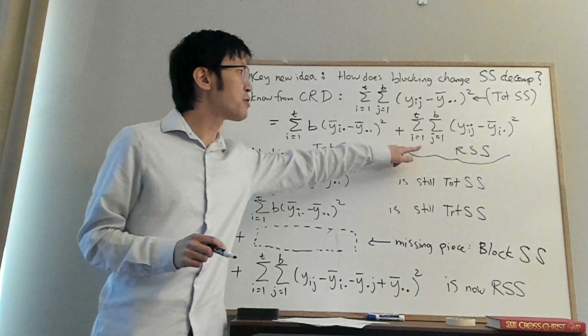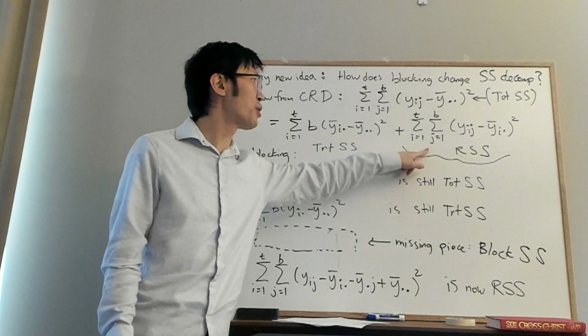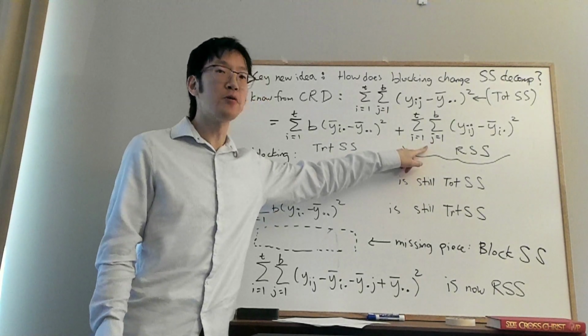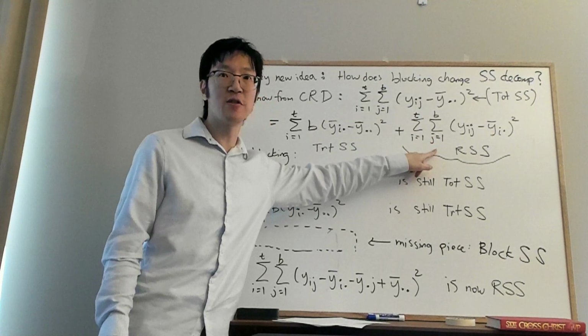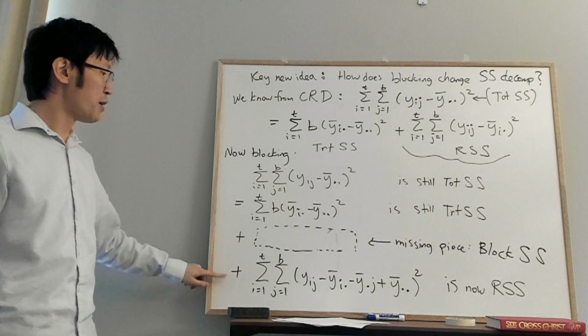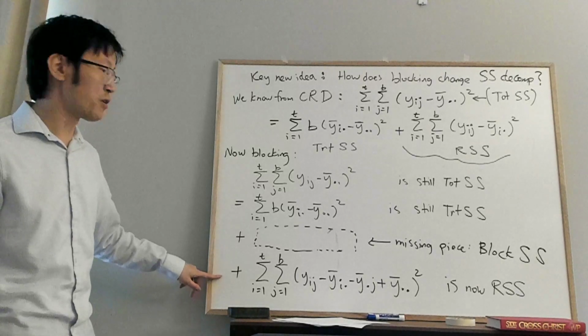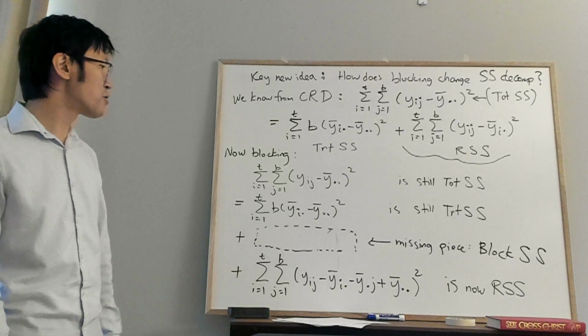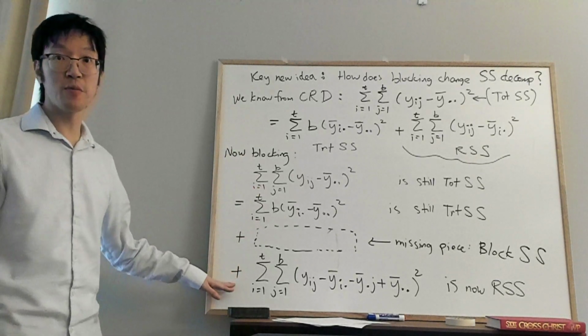Okay, so this was originally the residual sum of squares if I do not have blocking. It looks like this. So what we're saying is now this residual sum of squares from completely randomized design is going to break down into two pieces. It's going to break down into a block sum of squares plus the residual sum of squares after accounting for blocking.